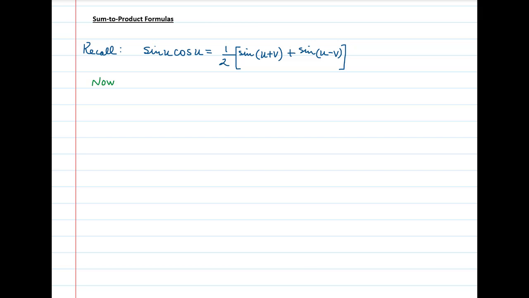If you recall what we just did on the product to sum formulas, we have one of them. This is the one that we proved previously. I'm going to relabel some variables here. If we let x be equal to u plus v and y equal to u minus v, then u would be equal to (x plus y) over 2, and v would be equal to (x minus y) over 2. Now you can verify this. If you add u and v, you would get x. If you subtract v from u, you're going to get y. You can verify that yourself.